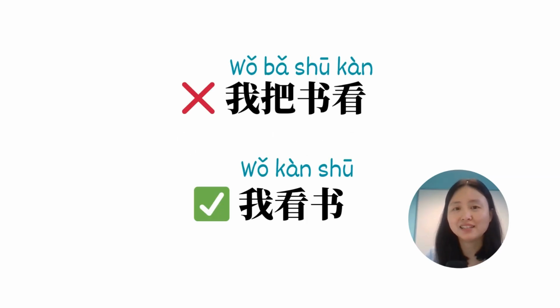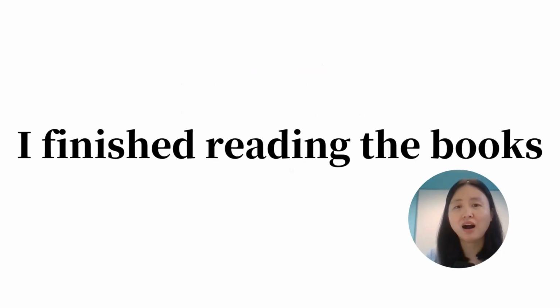Next one, I read books. The answer is no. If you say 我把书看, yes, there is a verb 看. However, there is no result of this action. This action is going on. It's incomplete. The focus here is just that this action happened. It's not about this object, nor about this action affecting this object. What happened to this object?